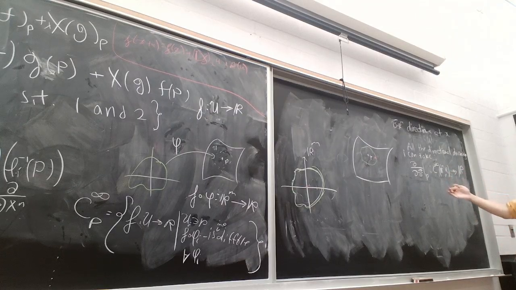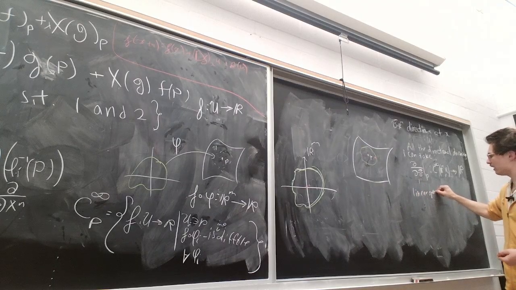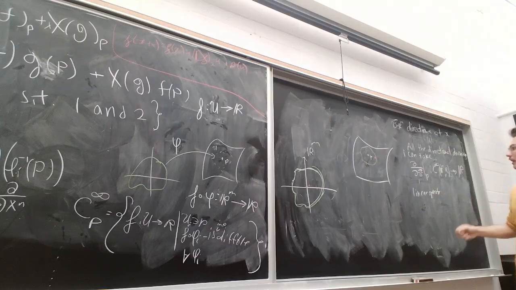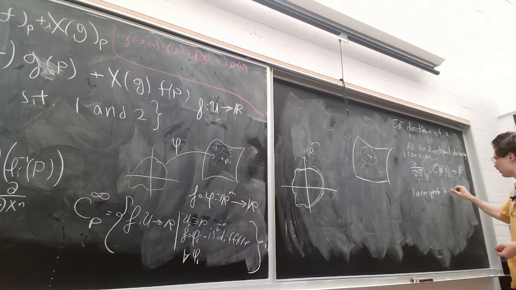This is what derivatives are. They're linear operators, so a linear operator that takes in a function and outputs a number. This is what a directional derivative at point P is. Do you agree? Yes? And a derivative also has a product rule. Do you agree?